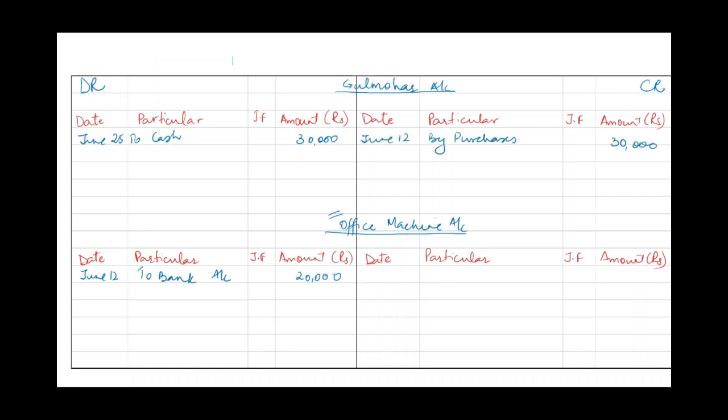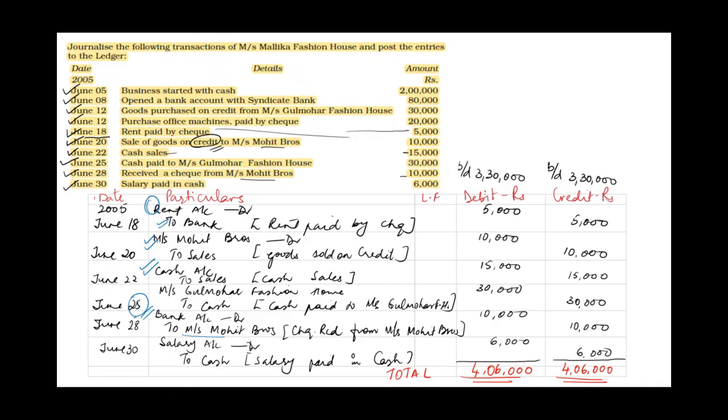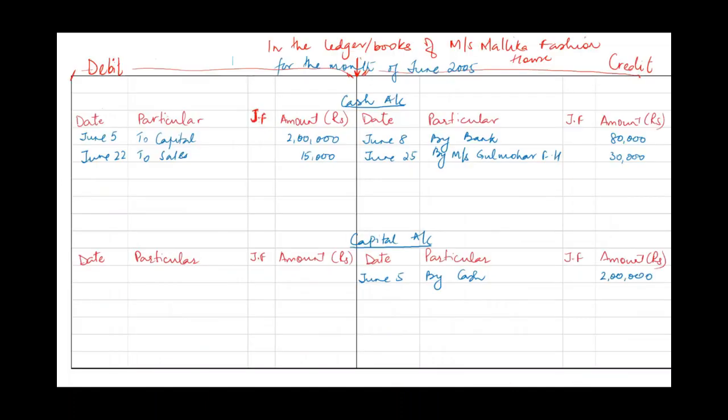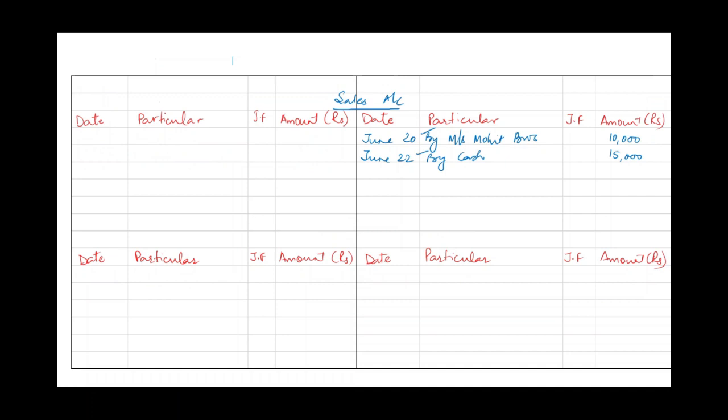Okay, now I go to the next transaction in my journal. June 30th, salary account debit to cash 6,000, the last transaction. So paid salary by cash. So you will open a salary account. I will open a salary account.